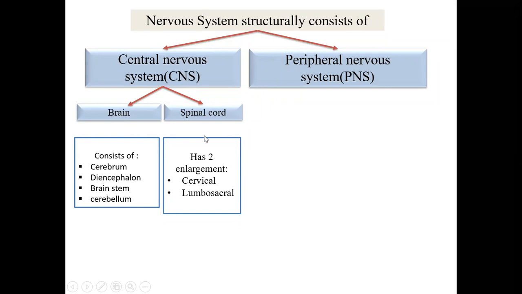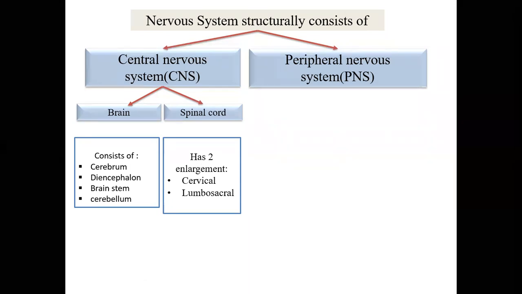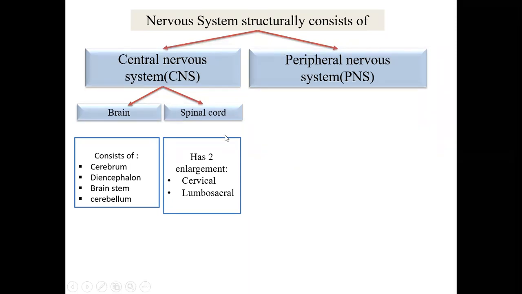Then the spinal cord has many segments and two large enlargements within it, called the cervical as well as the lumbosacral enlargements. These are the two enlargements within the spinal cord, which has many segments. There are 31 segments there.